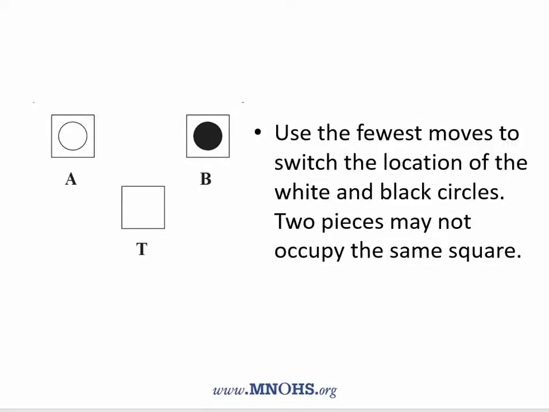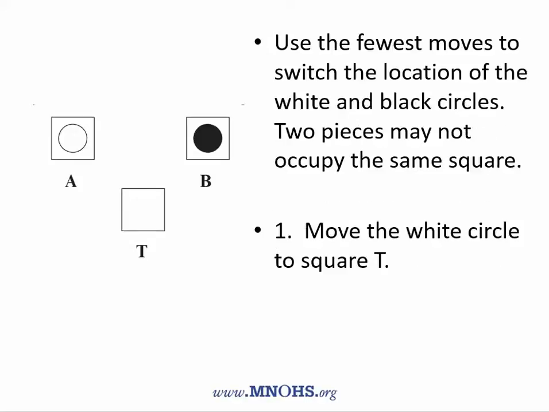Now that we've agreed upon some terminology, let's do an actual example. So let's say that we want to use the fewest moves to switch the location of the white and the black circles. In other words, I want the white circle to be in B and the black circle to be in A. Remember that two pieces cannot occupy the same square. That's because each variable can only have one value. There are going to be a couple different ways to do this.